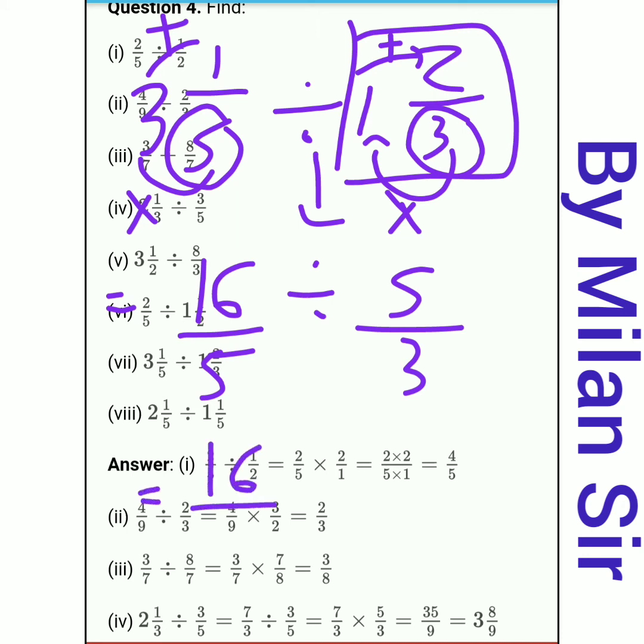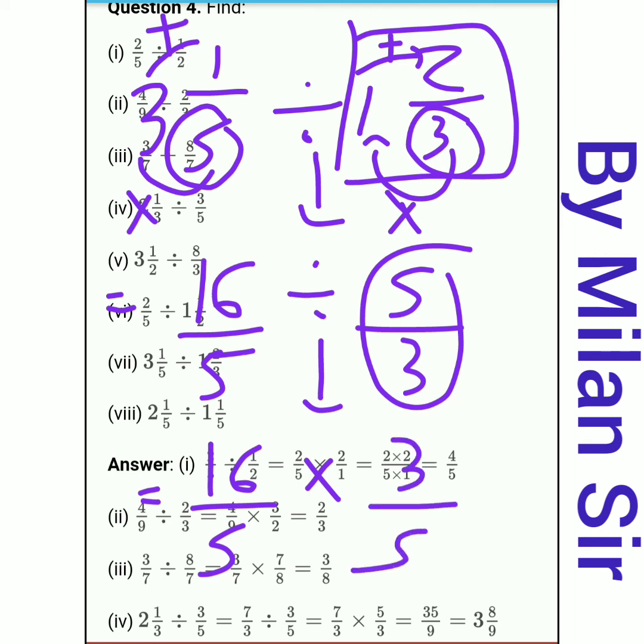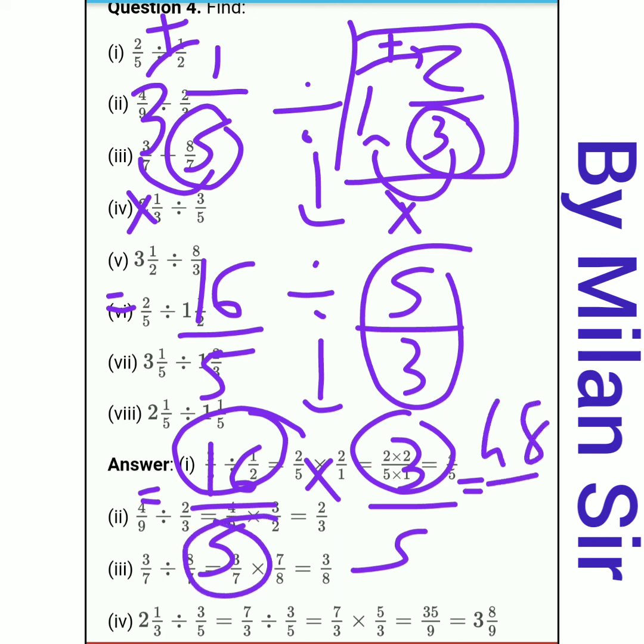Now here 16 by 5, then this division becomes multiplication, and we need to take the reciprocal of the second number. So the reciprocal of 5 by 3 is 3 by 5. Now here we cannot cut anything, so directly we do multiplication. In the numerator 16 3s are 48, and in the denominator 5 5s are 25.